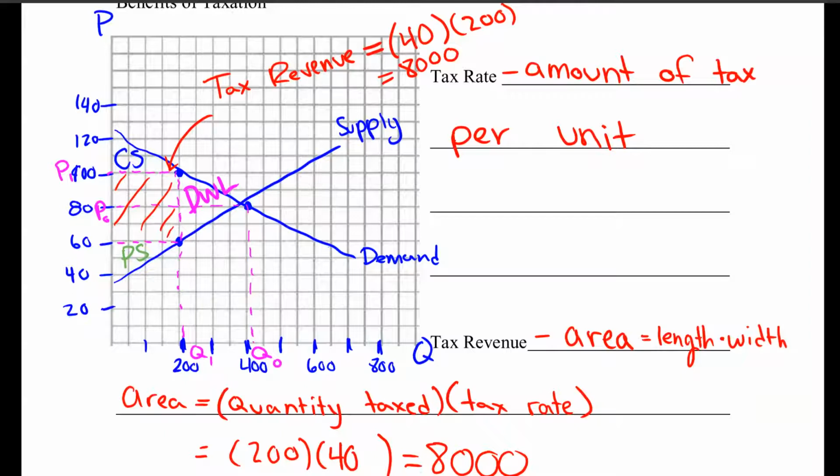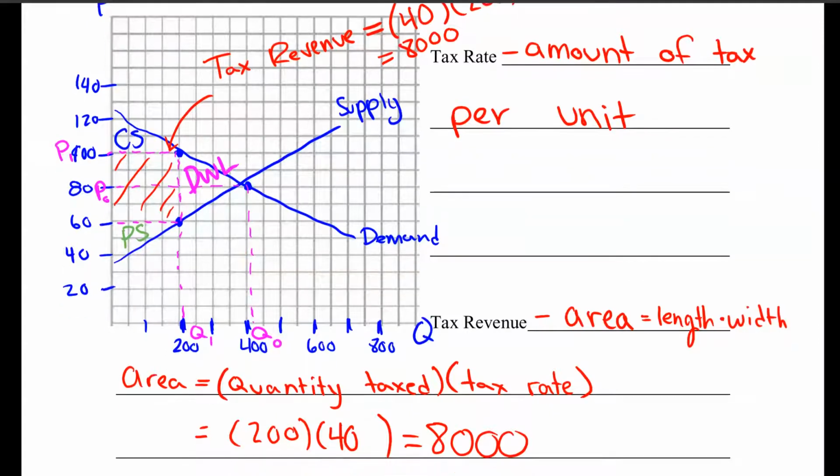All right, so same exact graph, just now with the calculations. The tax rate is going to be our amount of tax per unit. So in this case, it was 40. We've got our consumer surplus, our producer surplus, and our deadweight loss. The area for that tax revenue is going to be length times width. It is 40 long and 200 wide. So we multiply those, we'll get 8,000. We could also calculate our consumer, producer, and deadweight loss. Since we've been doing that right along, I neglected to do that here.